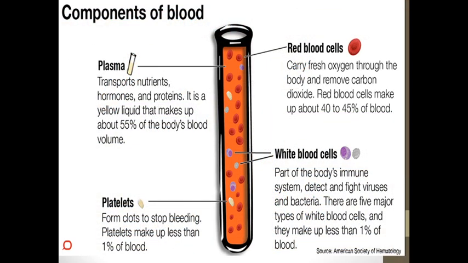The components of blood. Here we say the plasma makes about 55% of the blood's volume. The red blood cells make about 40 to 45% of the blood, and the platelets about 1% of the blood, and the white blood cells also make less than 1% of the blood. Okay.